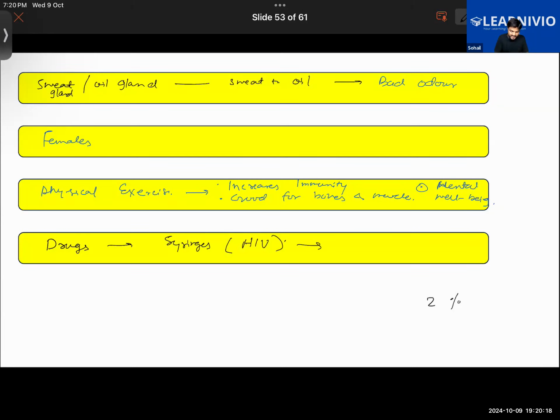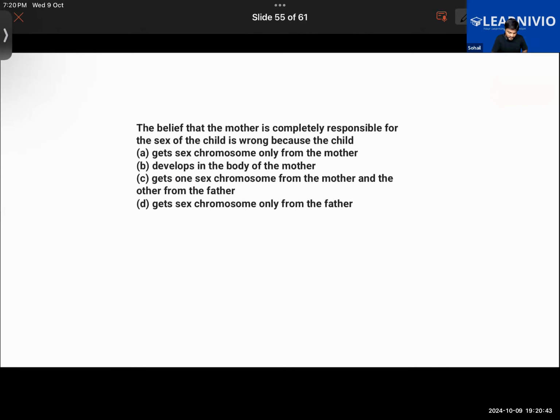Also, if someone is highly addicted to drugs and takes them via syringes, and that syringe is infected with the HIV virus, that will lead to AIDS, acquired immunodeficiency syndrome. Got this? Yes, sir. Also, this virus is not only transmitted via infected syringes; it can be transmitted through sexual contact, or from an infected mother's milk. So here we have completed the chapter.